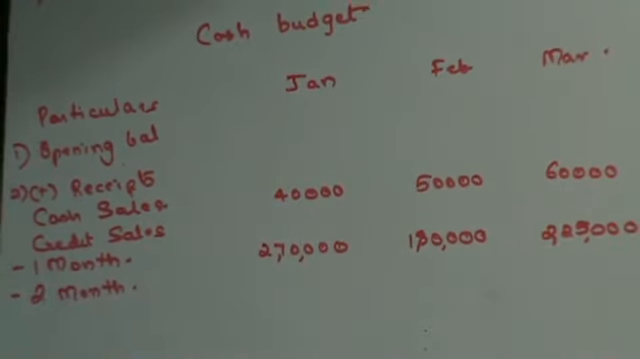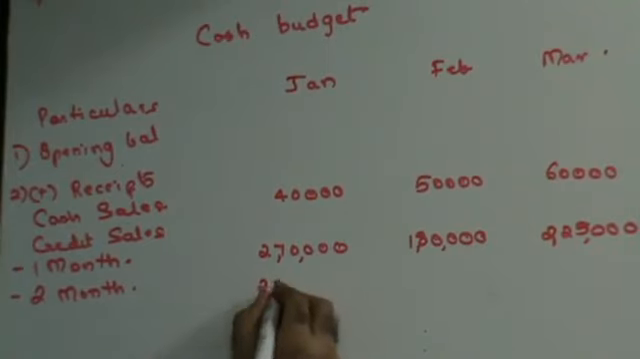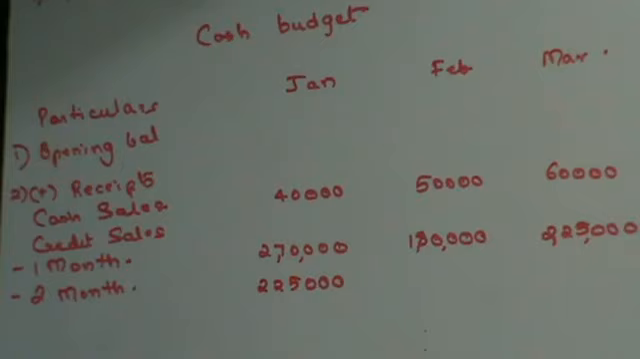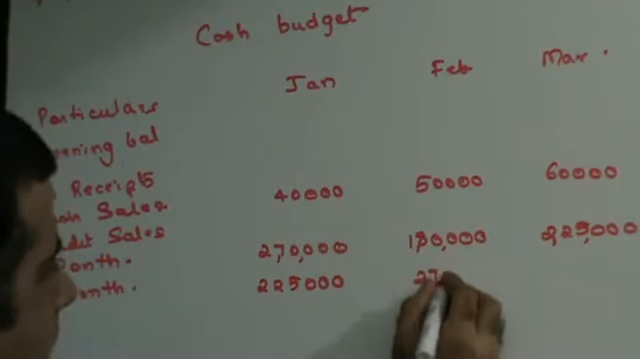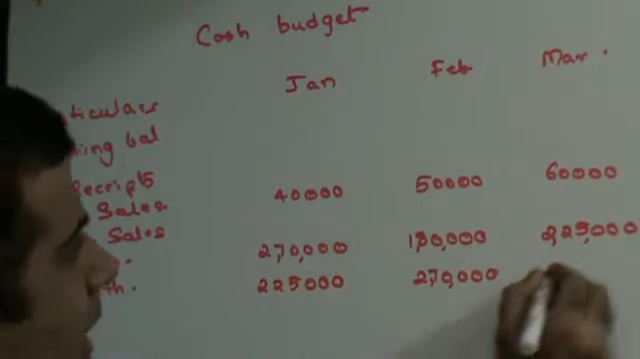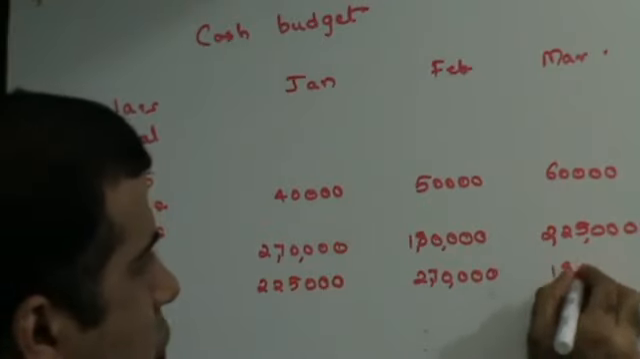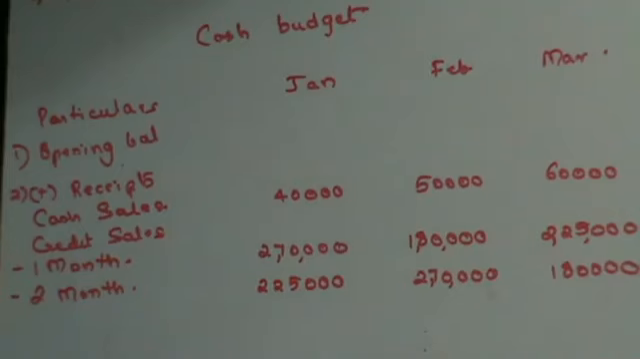Right? Then 2 months credit. That means November's payment I'm going to get after 2 months. That's Jan. Then December's payment I'm going to get in Feb. And Jan's payment I'm going to get in March. Right, so this is done.